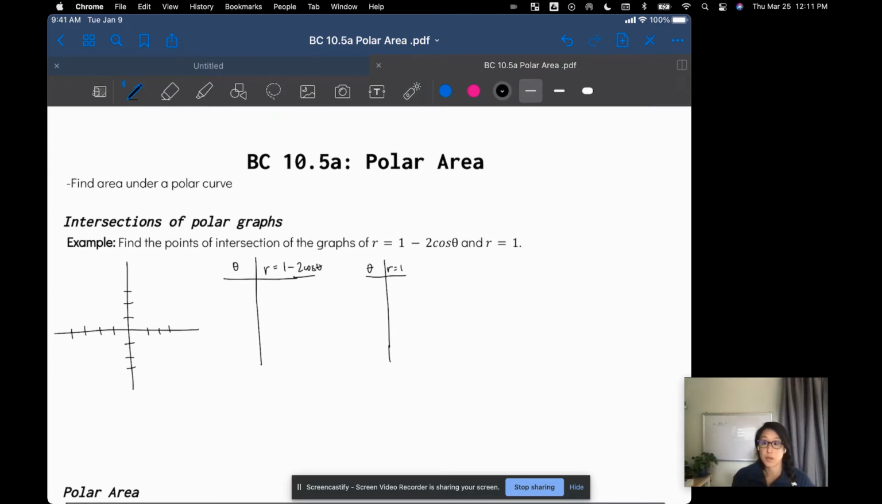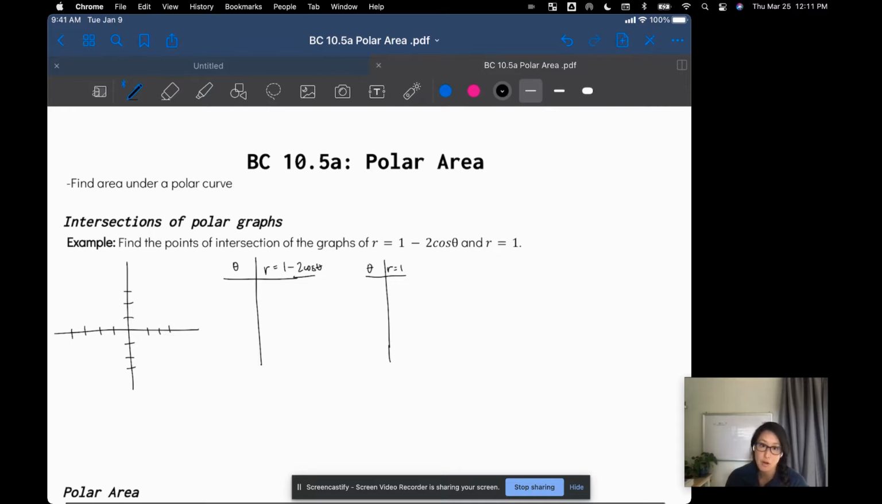We're going for polar areas today, part one. So first off, we're going to find the intersection of two polar graphs. We're going to find the intersection of two graphs: r is equal to 1 minus 2 cosine theta and r is equal to 1.